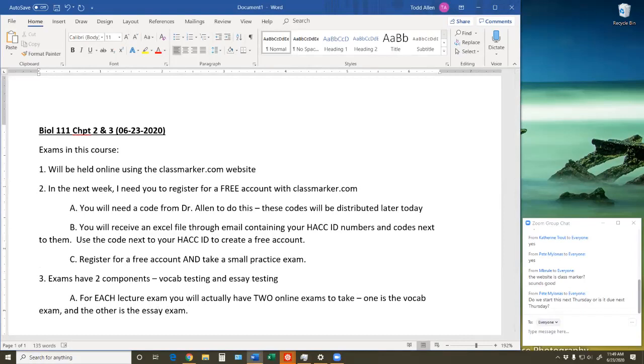So a week from this Thursday, when you take your first lecture exam, you will log into ClassMarker and you will see that there are 2 exams waiting for you. One will say it's a vocab exam, and you have to take that. Once you finish that, then you have to take the other exam, which is the essay exam. And you have to finish both of them on the same day.